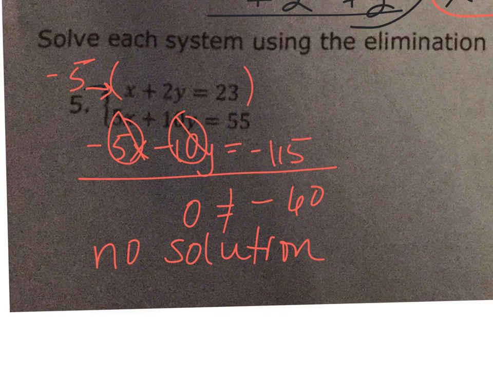If the constant terms also canceled, like if that 55 was 115 instead of 55, then you would get all real numbers, because then you would get 0 equals 0. Okay, so the difference again between no solution and all real numbers: all real numbers, you get a true statement. No solution, you get a false statement.